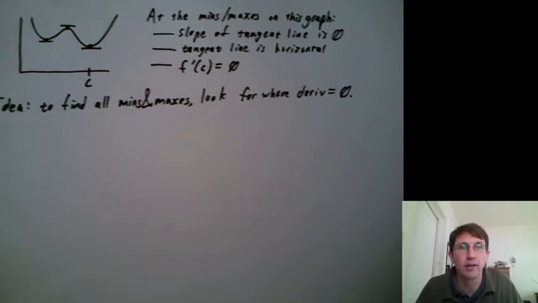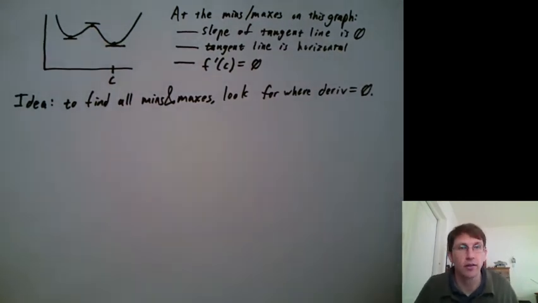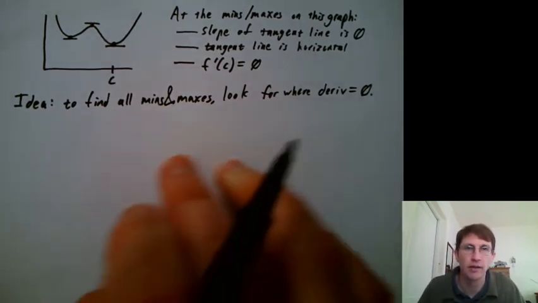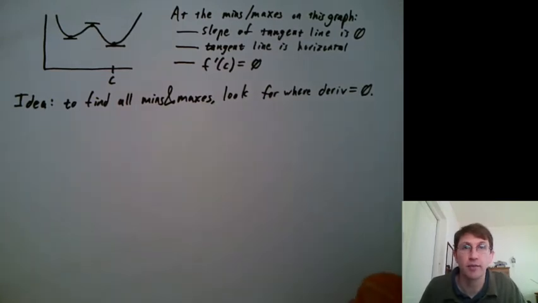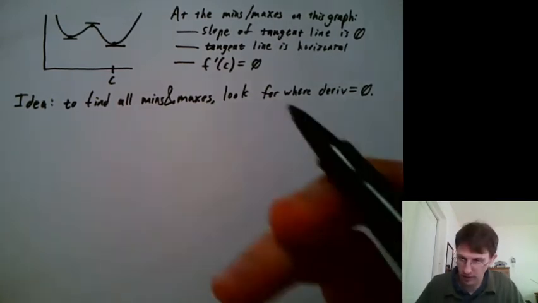So then the question is, is that good? Does that find all the mins and maxes? Does that find things that aren't mins and maxes? So sketch a few graphs if you can, thinking about ways that this idea might break down. All right, so welcome back from pausing.